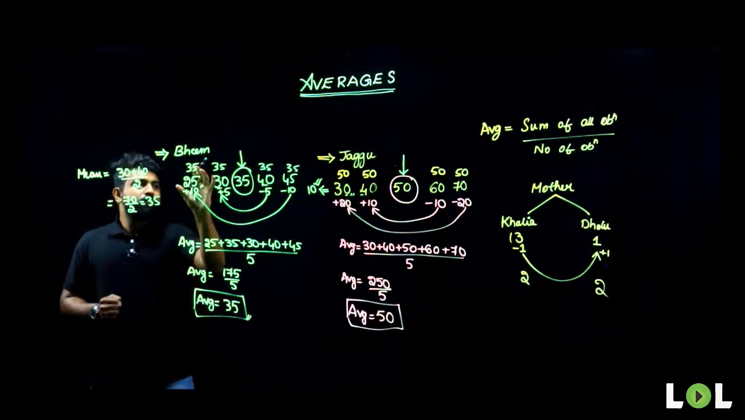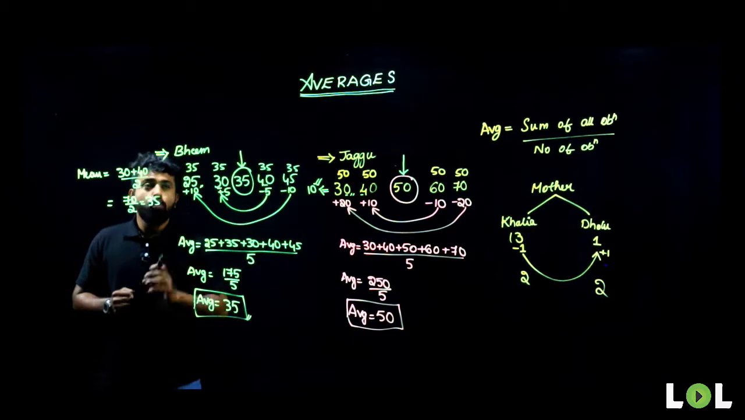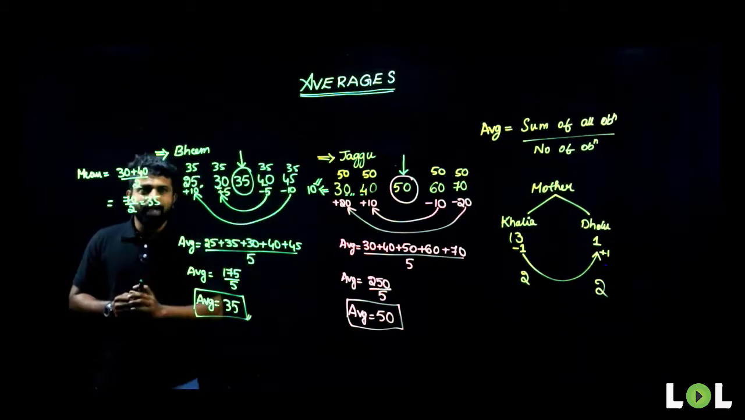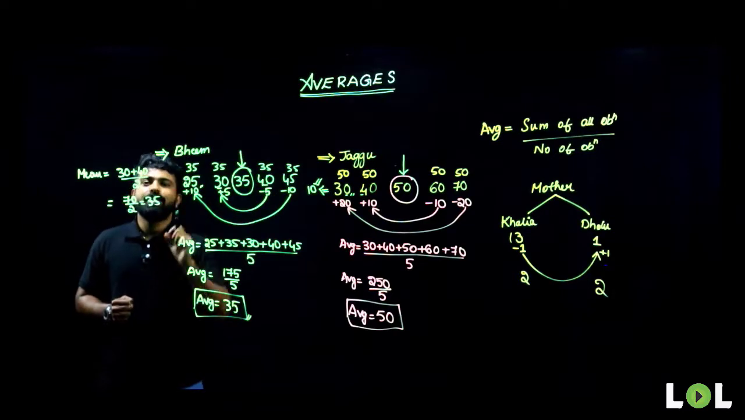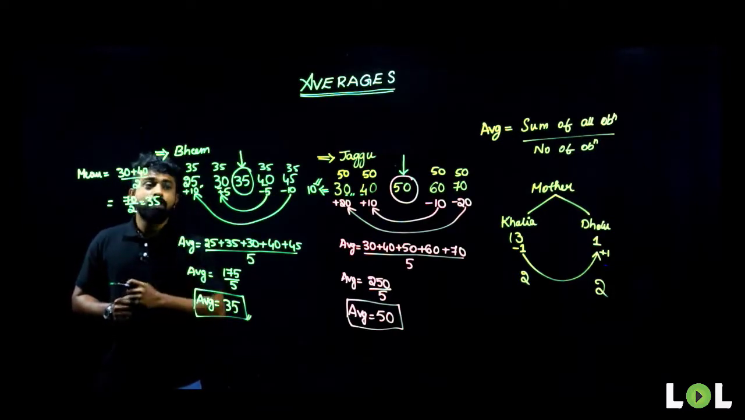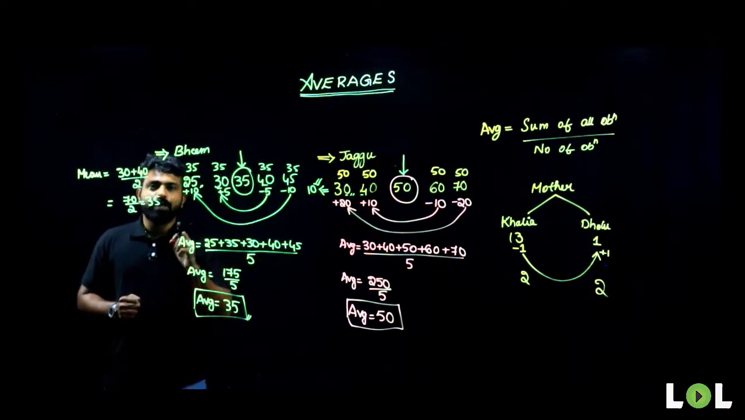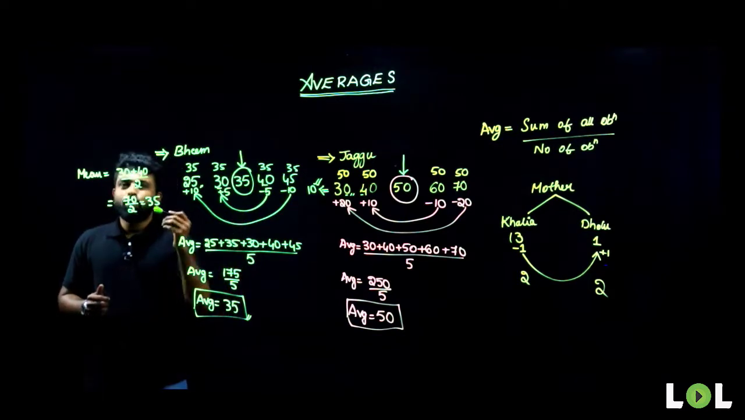Now look at my first term and the last term, which is 25 and 45. What will be the mean of 25 and 45? Sum of those two, 25 plus 45, gives me 70. 70 divided by 2 gives me 35 once again. From this, what can I conclude? I can conclude that the mean of any two terms which are equidistant from the center will always give me my average.